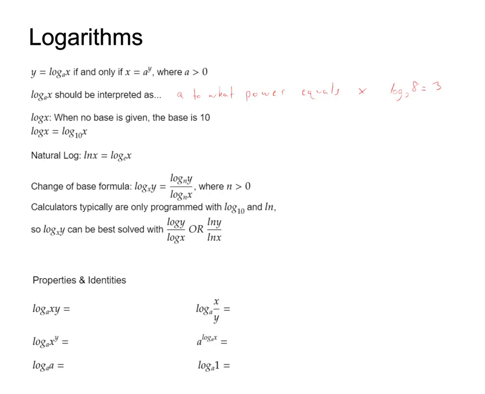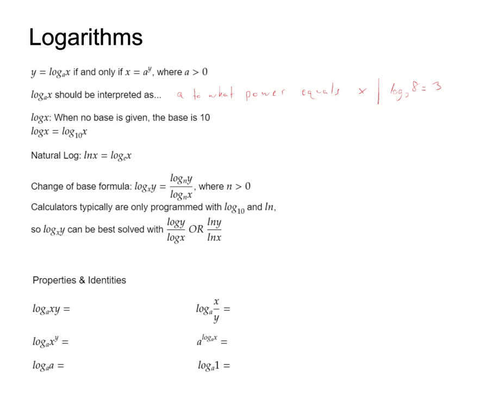A couple notes here. If we have the log of x, and there is no base given, normally we have a log base a of x, but in this case we have no base given at all. The convention is, if no base is given, then the base is 10. So for example, log of x is equal to log base 10 of x. These are the same thing.